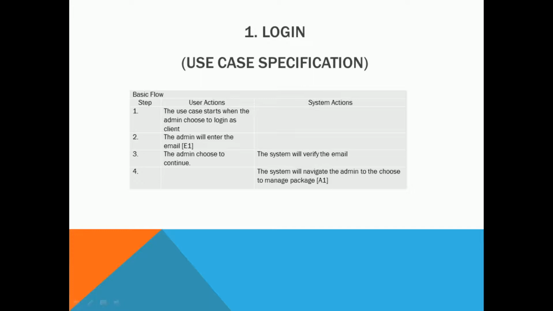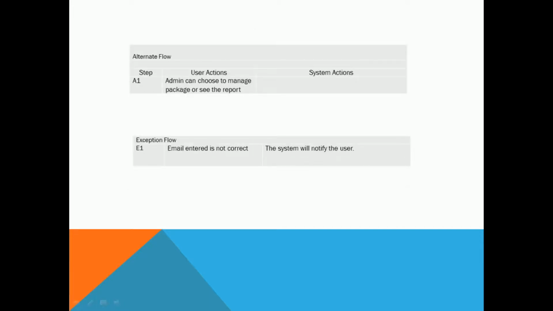And then we go to the alternative. Alternative flow is the admin can choose to manage package or see the report. We give the admin two choices, which are manage package or see the report. And then exception flow is the email entered is not correct, in which case the system will notify the user that the email entered is not correct. We will go further about the design interface and the prototype later.